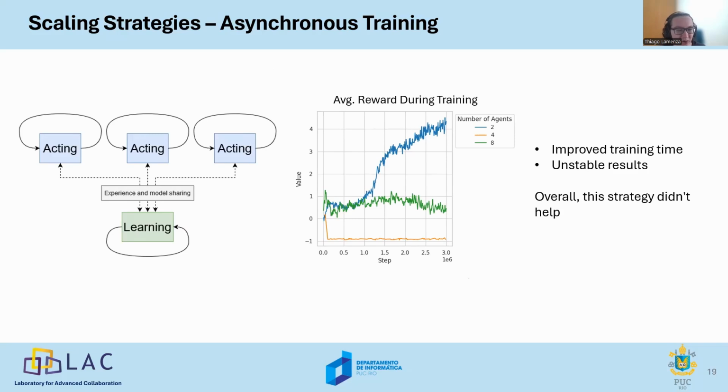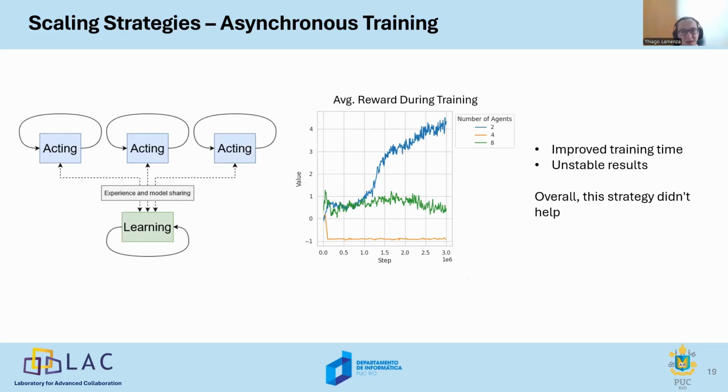And the second category, try to investigate how we could train fewer models. So basically, we will try to train more general models that perform well in more scenarios, so that we don't need to train as many models for specific scenarios. The first strategy we tried was asynchronous training.